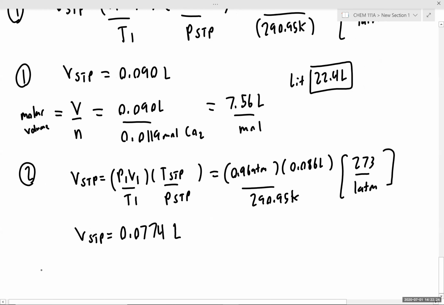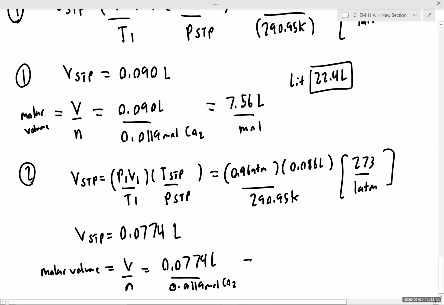liters. And then to calculate the molar volume, which is V over n, we take the volume over the moles, which is 0.0774 liters over 0.0119 moles of carbon dioxide expected. And that in turn gives us a molar volume of 6.509 liters, which again is way off from the literature value.